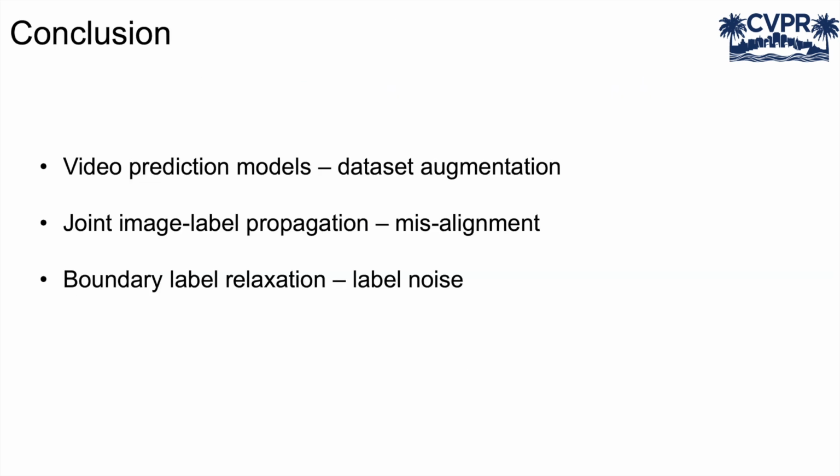To conclude, we propose a semi-supervised learning pipeline to utilize unlabeled video frames to improve segmentation performance. I want to point out that our techniques are general. You can use pre-trained video prediction models to augment your dataset regardless of whether you have video data or not. You can use joint image label propagation to handle misalignment in other vision tasks. You may also use boundary label relaxation for any dense per-pixel estimation problem to address label noise.